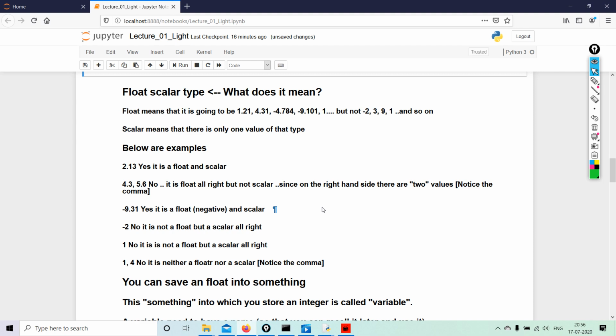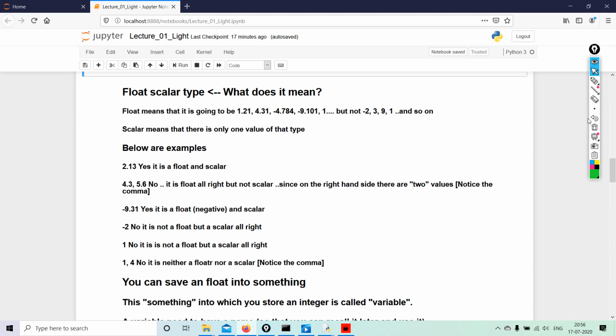Scalar means that there is only one value of that type. So these are the examples. 2.13, yes, it is a float and scalar. 4.3, 5.6, no. It is a float, all right, but not scalar, since on the right hand side there are two values. Notice the comma.